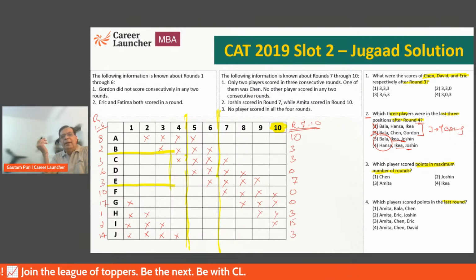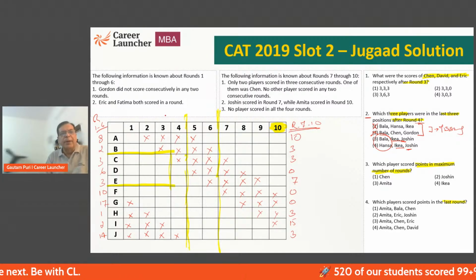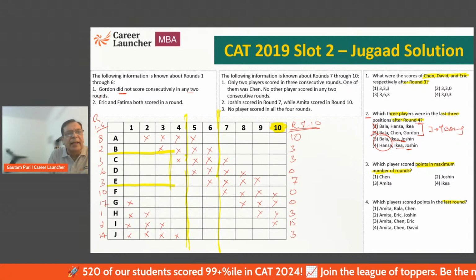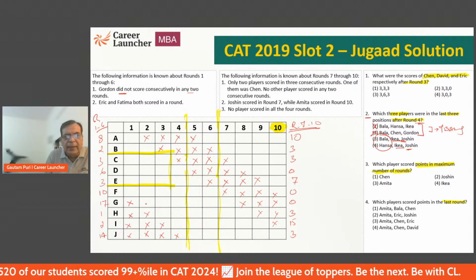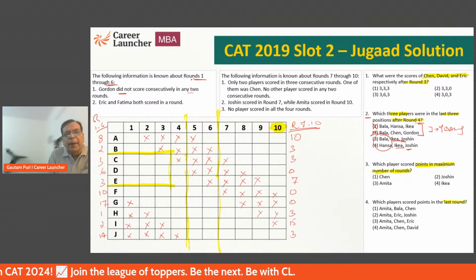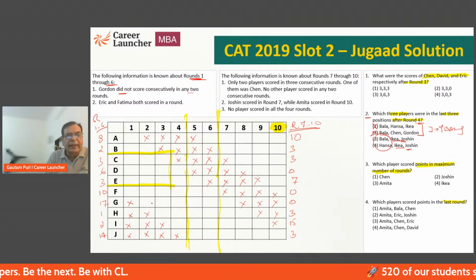Okay. Now let's start looking at the statements. Statement 1: Gordon did not score consecutively in any 2 rounds. Now Gordon has played, and this is with respect to rounds 1 to 6. So with respect to rounds 1 to 6, Gordon did not score consecutively in any 2 rounds.